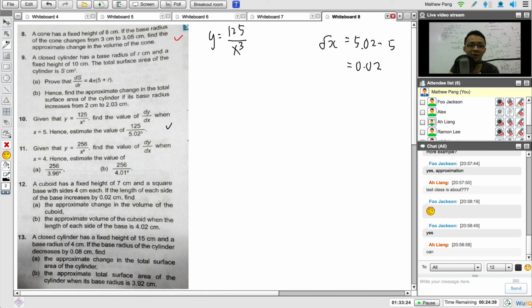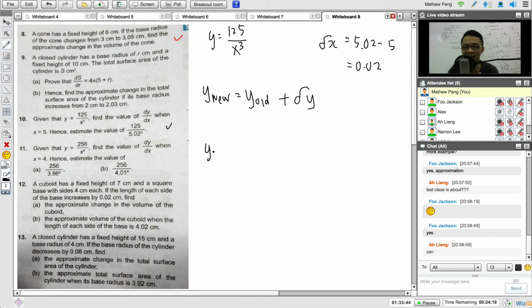Alright, then of course the formula tells you what? New values of y will equal old values of y plus change of y. Correct or not? Now you got change of x. You know you have to find change of y. So we will find change of y.